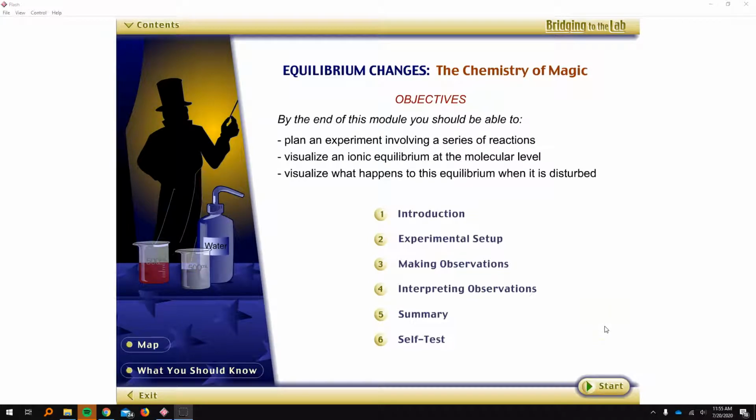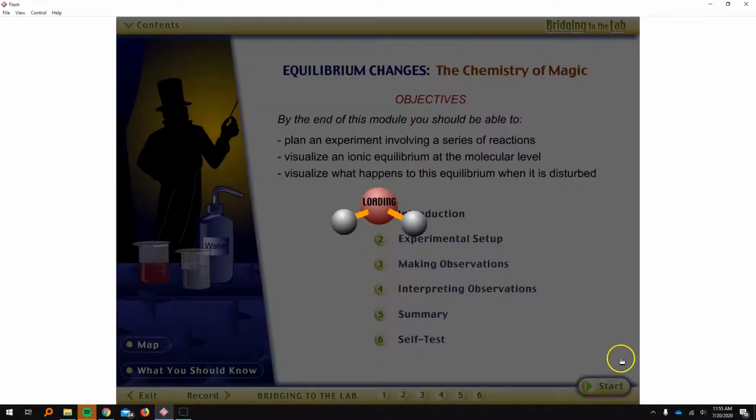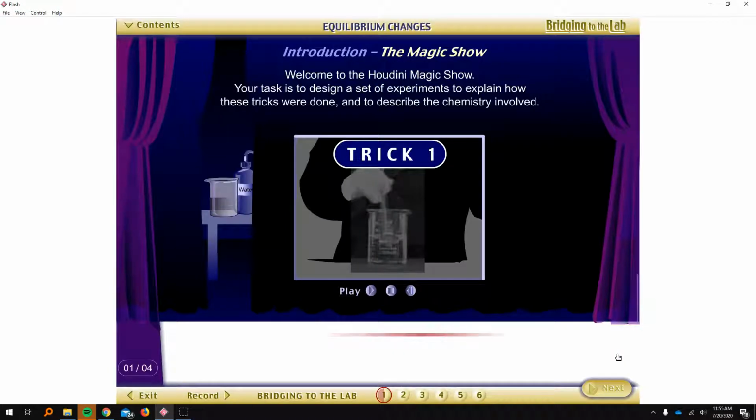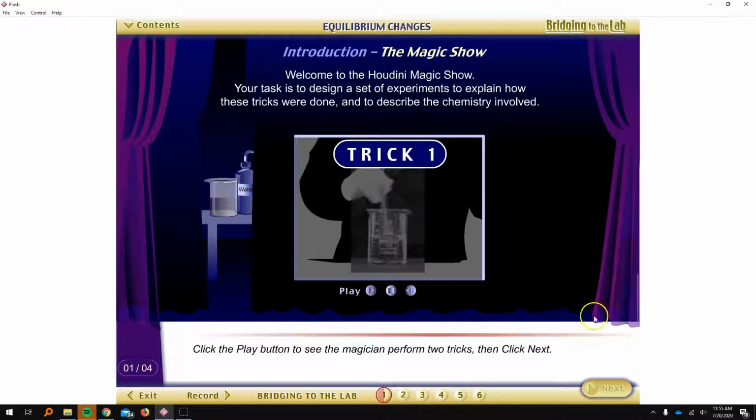Okay, in this video we're going to be looking at equilibrium, Le Chatelier's principle, and chemical reactions that produce a color. So we're going to get started and see what happens. We're going to look at two magic tricks and try to figure out how they're done. Here's the first one.